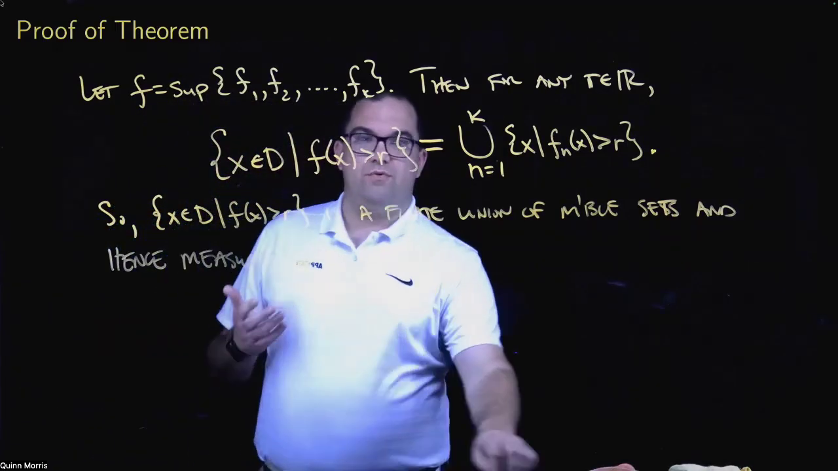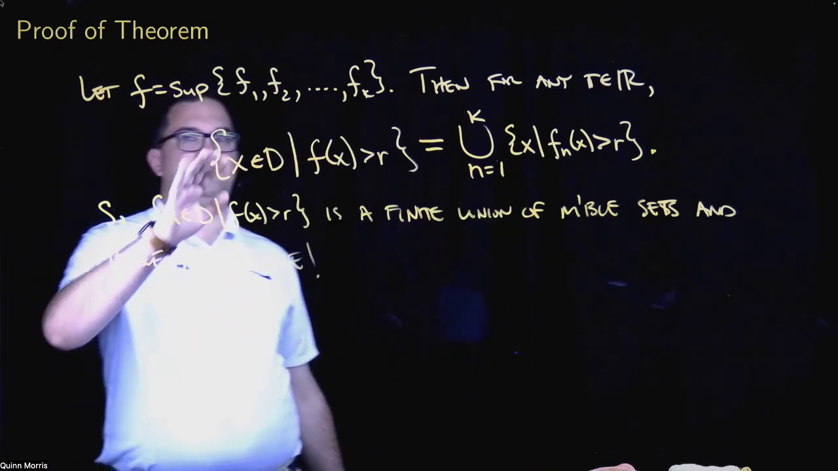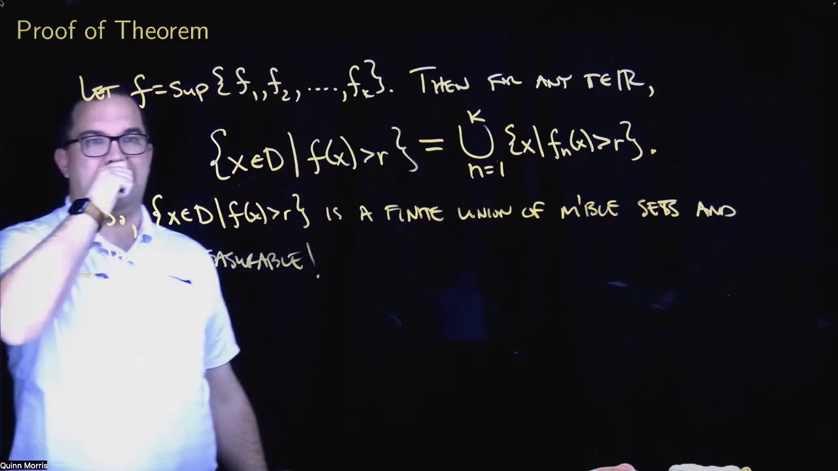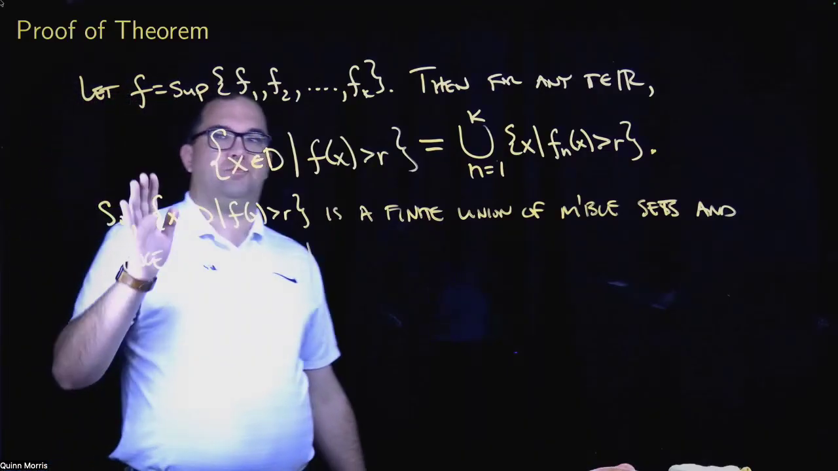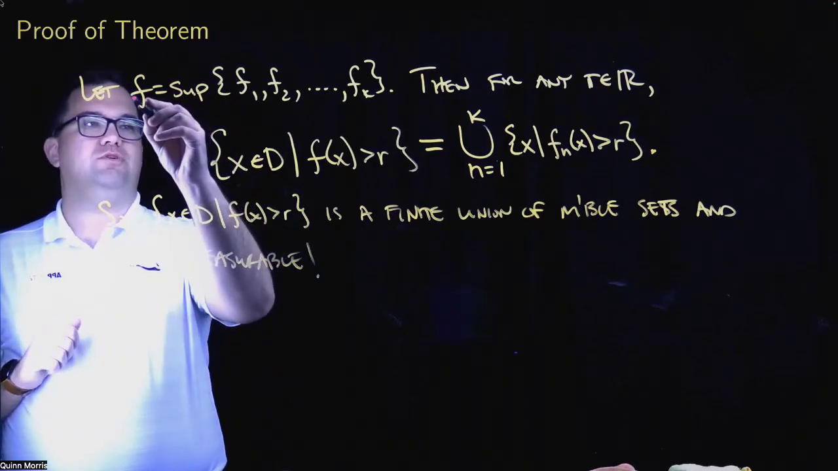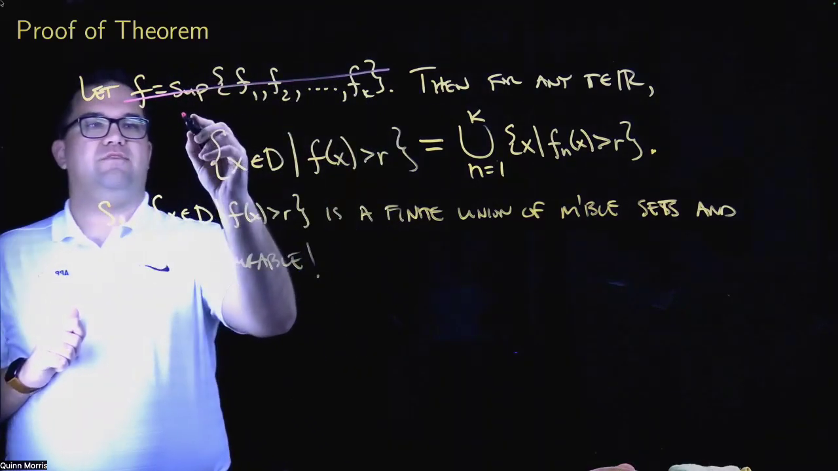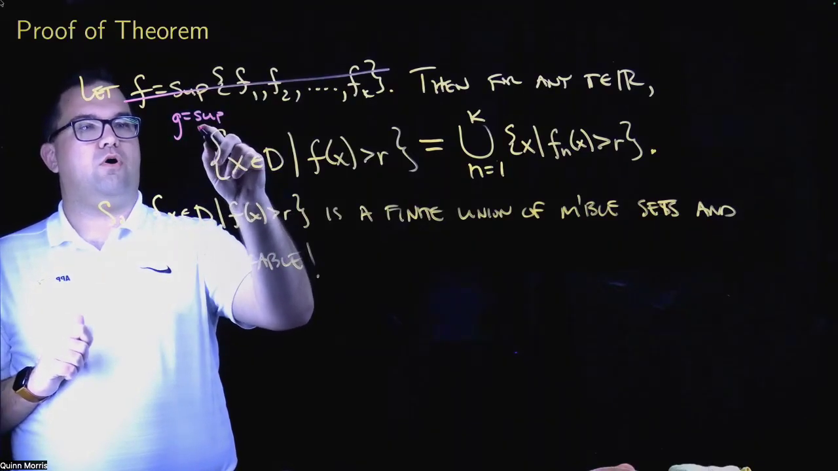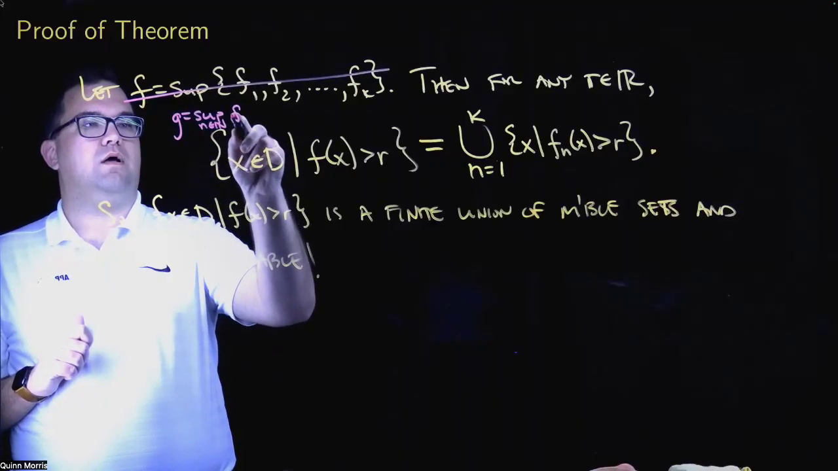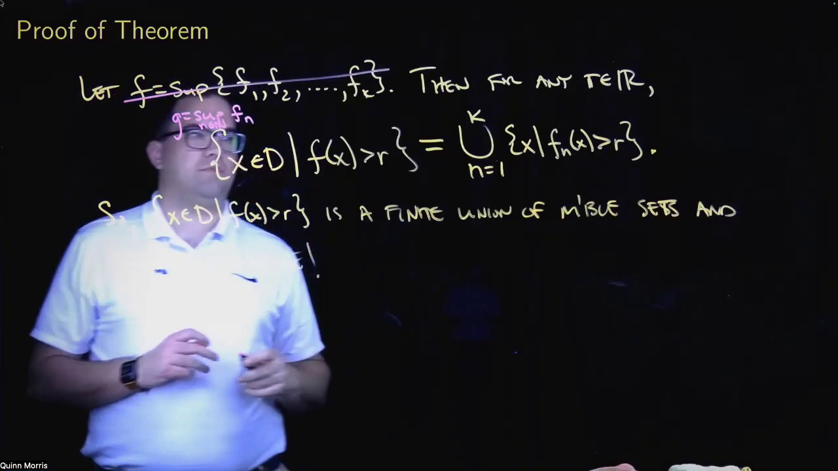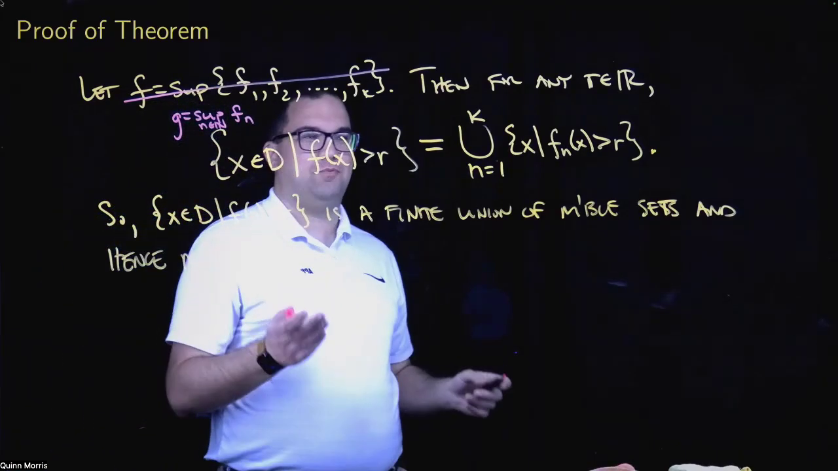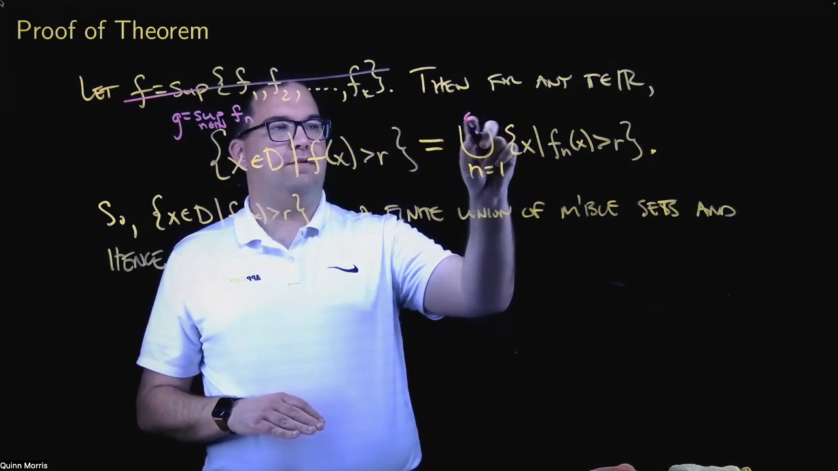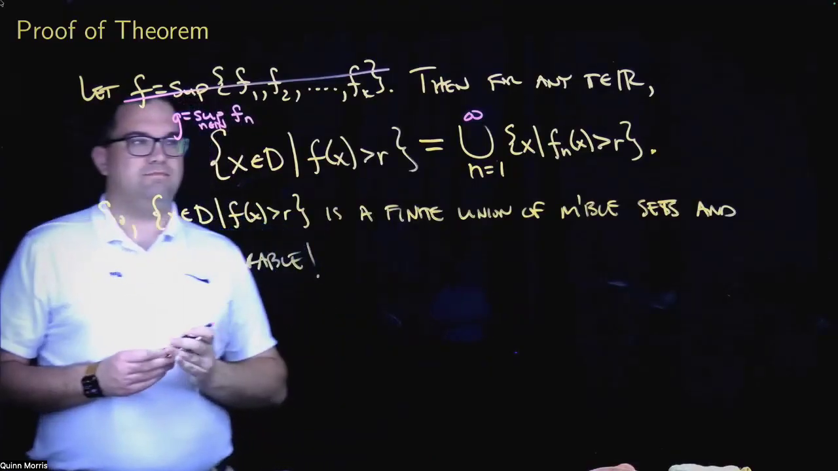Now, what if we change this? This proves that if I take a supremum over a finite number of these functions, then I will get another measurable function. But what if I take the supremum over all of them? Now I can imagine what would change if instead I looked at g being the supremum over all natural numbers of f sub n. Well, it turns out almost nothing changes in the proof. Instead of going from 1 up to k, I'm just going to go from 1 up to infinity.